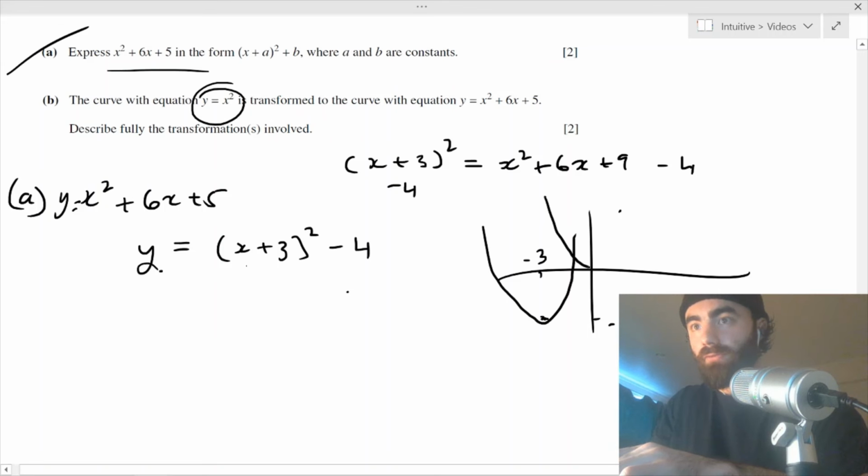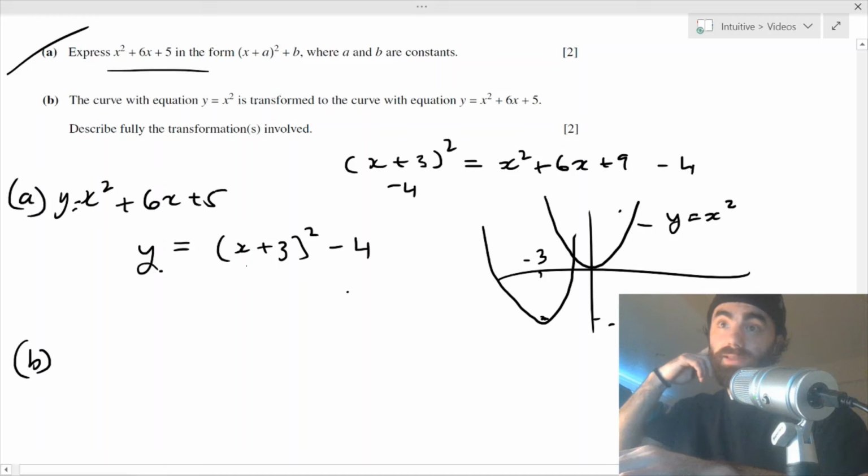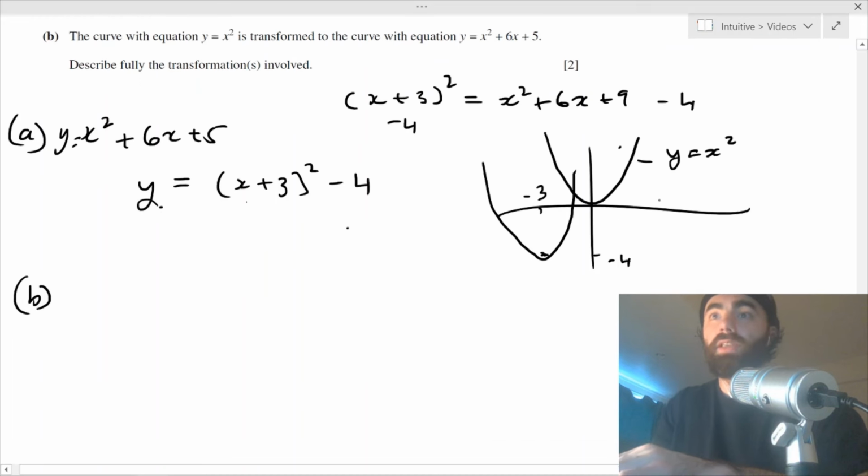Look at this beautiful drawing. This is y equals x squared. Sorry for this being messy. I just want to get through this quick because it's not a hard question. It just comes down to common sense, really.